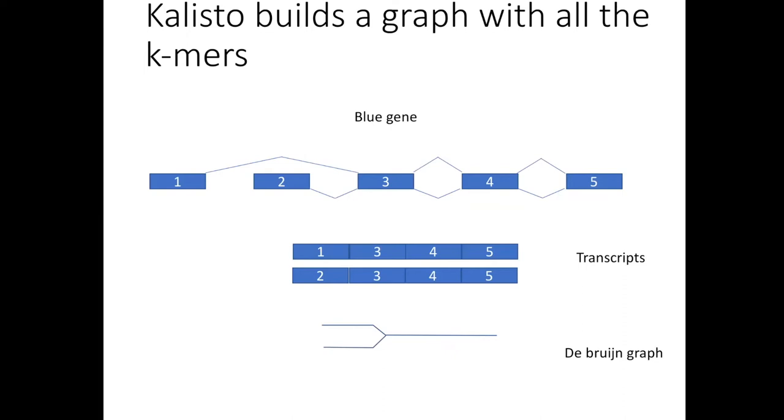Blue gene has the same part here, but they have 2 different isoforms with 2 different first exons. And that one is going to look like this. So this is going to be 1, 2, 3, 4, 5.